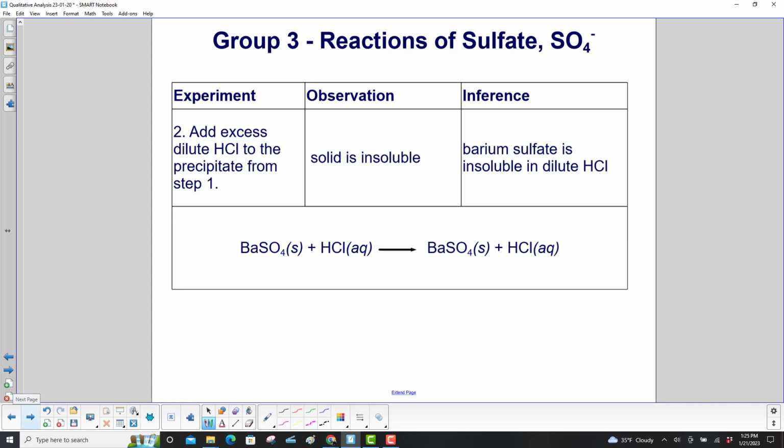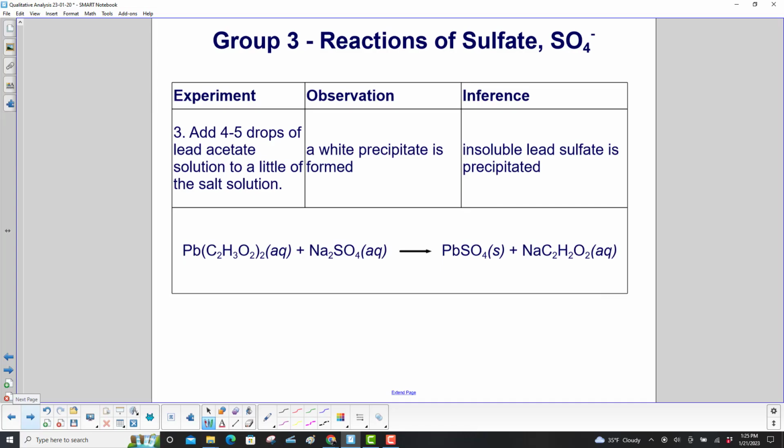2. Add excess dilute hydrochloric acid to the precipitate from step 1. Observation, solid is insoluble. Inference, barium sulfate is insoluble in dilute hydrochloric acid. 3. Add 4 to 5 drops of lead acetate solution to a little of the salt solution. Observation, a white precipitate is formed. Inference, insoluble lead sulfate is precipitated.